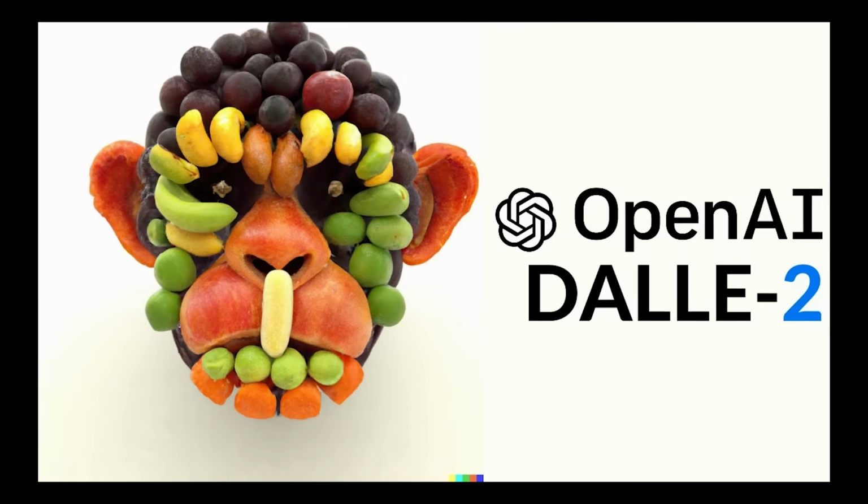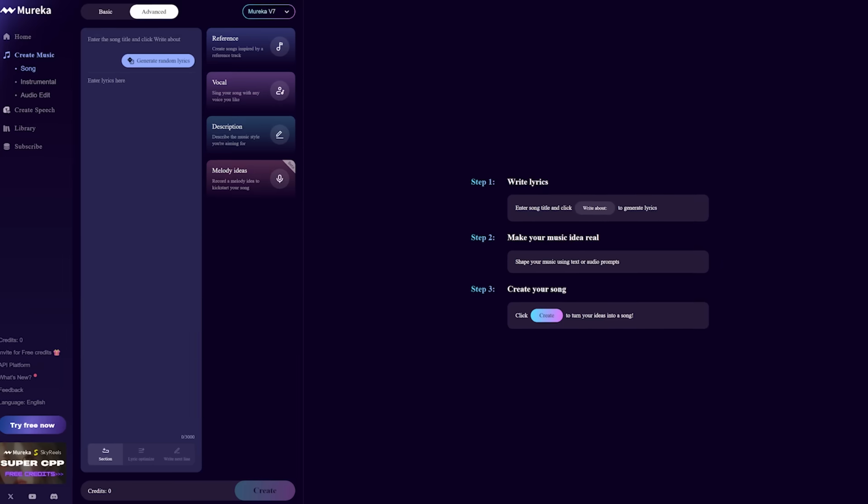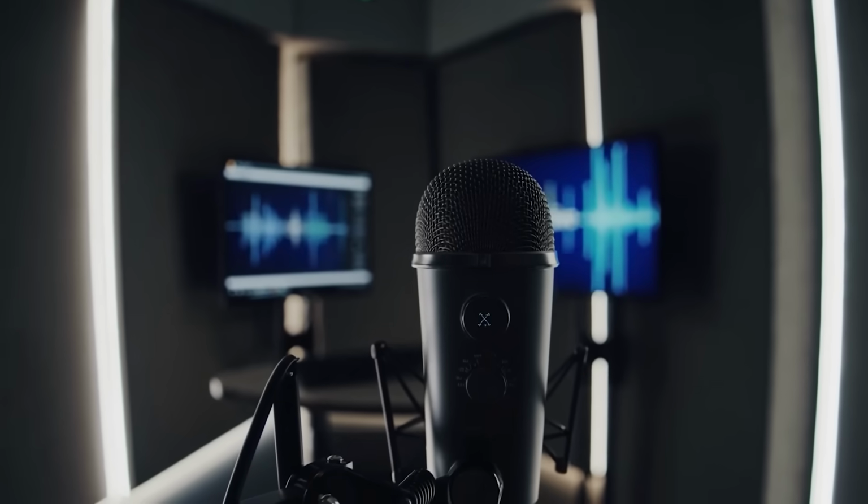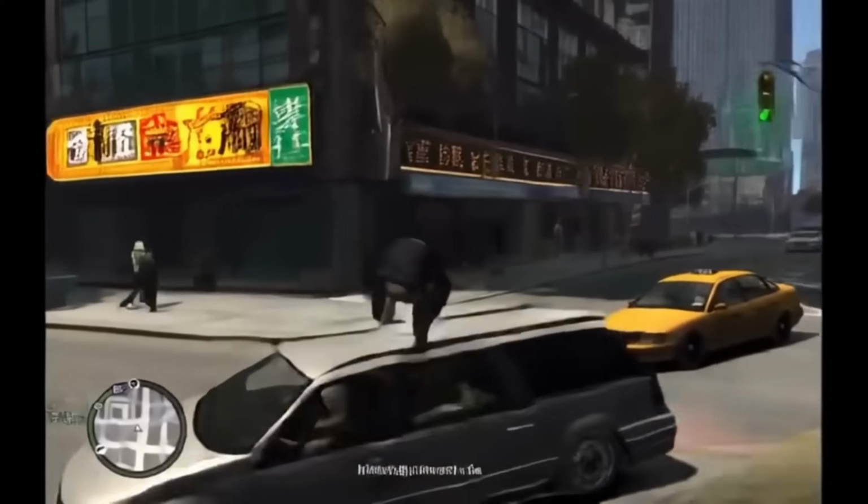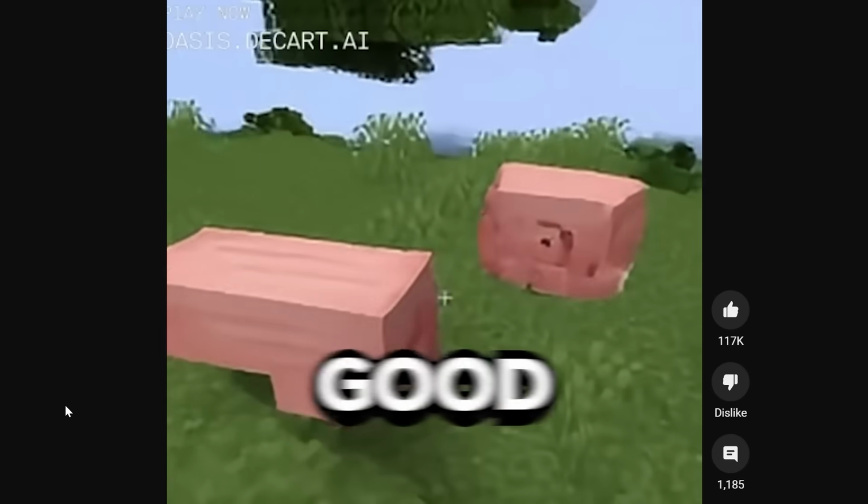That's why so many companies right now are making AIs that can basically do anything, from generating audio to math to full-on video games now. Oh, pigs! You good, pig?